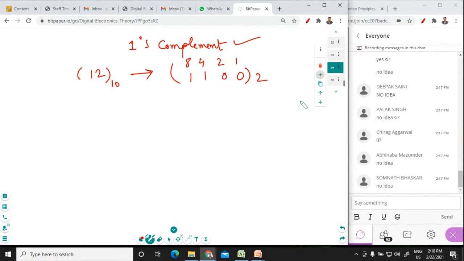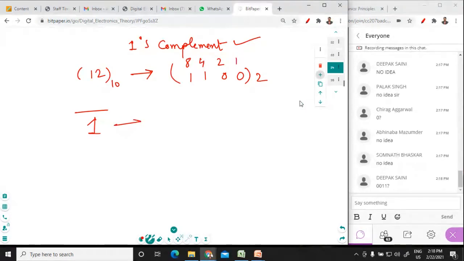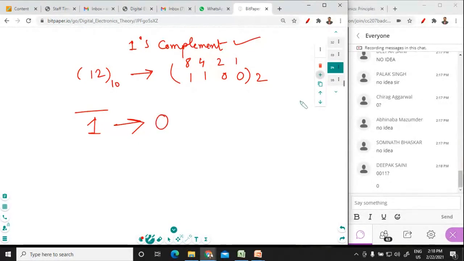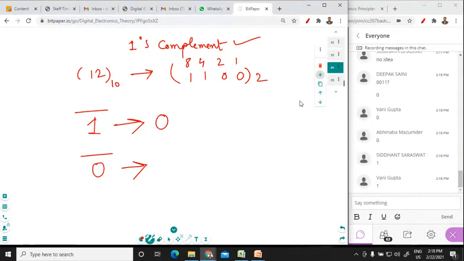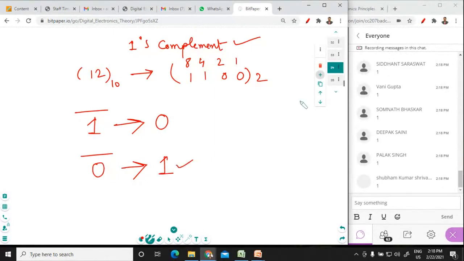When you want to convert this number into ones complement form, what is the ones complement? Ones complement is you have to use the complement of the number. Okay. So if I take 1 and I will take the complement of this 1, what is the output for this complement? 1's complement is 0. And if I take 0 and complement this number, what is the output of this number? 1. Okay. So 0 should be converted into 1 and 1 should be converted into 0.